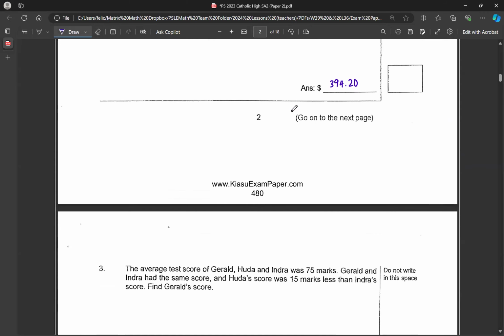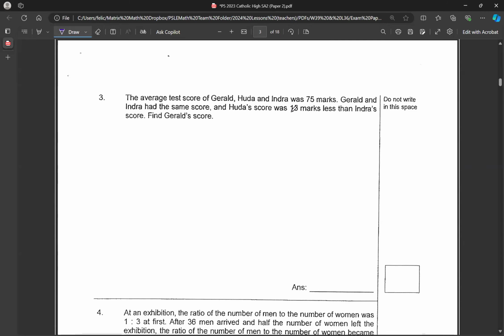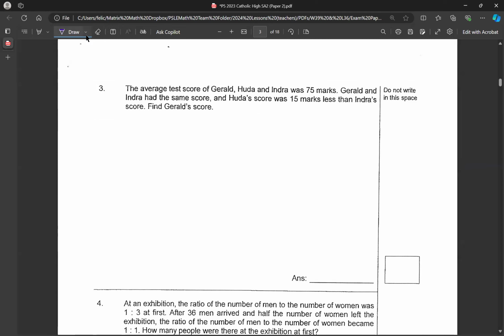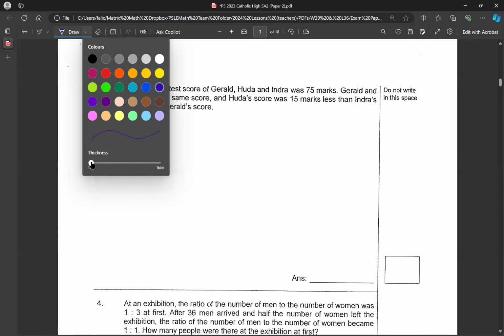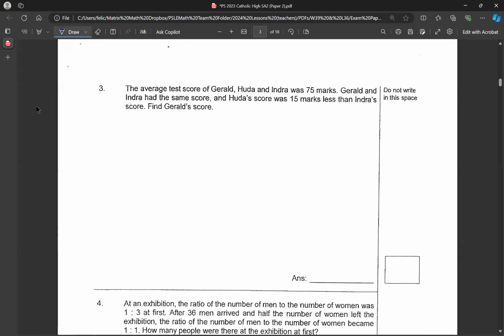Okay, so let's go on to question 3. Now, the average test score of Jara, Huda, and Indra was 75 marks. Okay, and Jara and Indra had the same score, whereas Huda's score was 15 marks less than Indra's score. Okay, so we have the word same, we have the word less than. This tells us we can start off with a model first to show the comparison. So I'll just put in alphabetical order, Gerald, Huda, and Indra. So Gerald and Indra, they both have the same score. So I'll just draw both of them the same size.